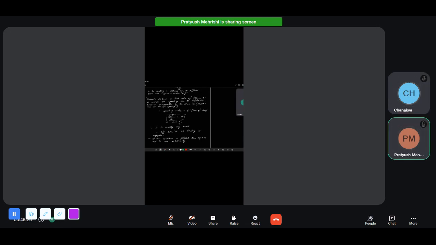Okay, I got it. I think this is what you are asking: why we cannot use wave optics instead of ray optics. Got it now? Yes, sir, I got it. I understood. Fine, fine. Chanakya, did you get it? Yes, sir. Taken down? Yes, sir.